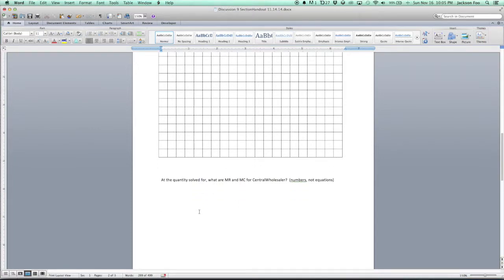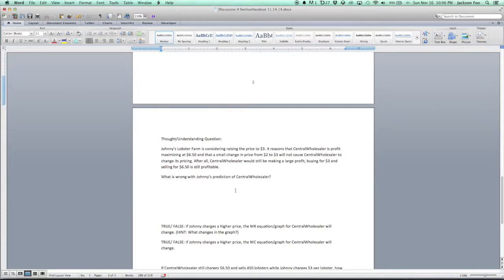So at the quantities solved for, what are MR and MC for central wholesaler? It's not really a difficult question here. Remember that we put MR equals to MC. We were given that MC for a central wholesaler, which is what this question is asking, is $2. Therefore, MR was also $2, because we solved for MR equals to MC for the central wholesaler to find a profit maximizing point. So the numbers they're asking for will be $2 for MC and $2 for MR. Not much to do there.